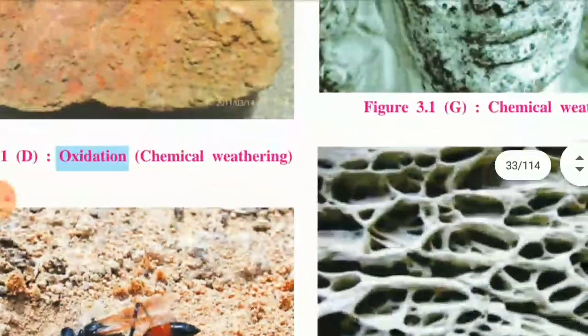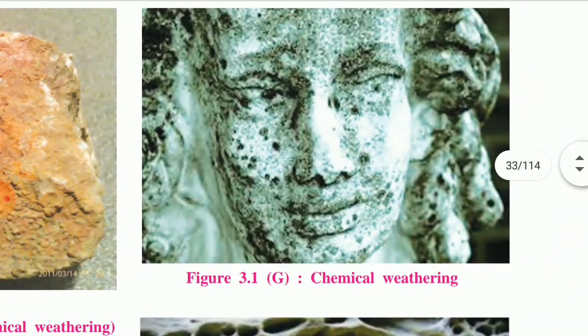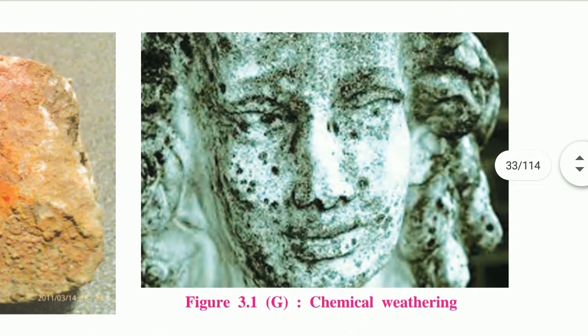Then we move on to the next, that is the statue which you could see. The statue, when it was carved earlier, was beautiful, but because of chemical weathering, a chemical reaction, you could see that it has changed. Because of the moist weather and the type of rock, a reaction takes place where redox works, and therefore the condition of the statue is like this.